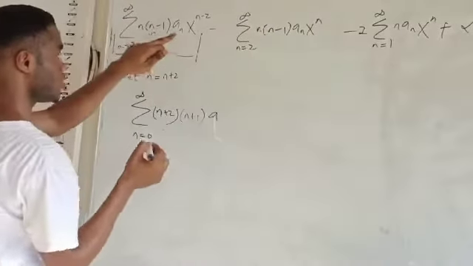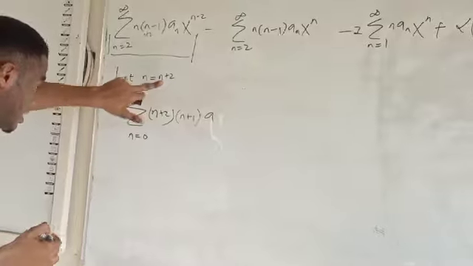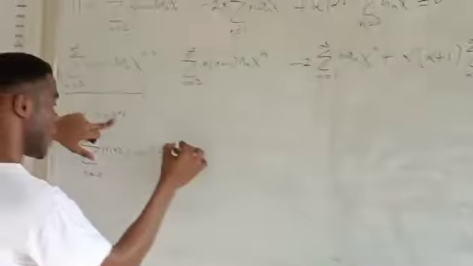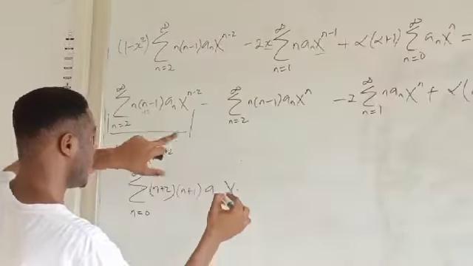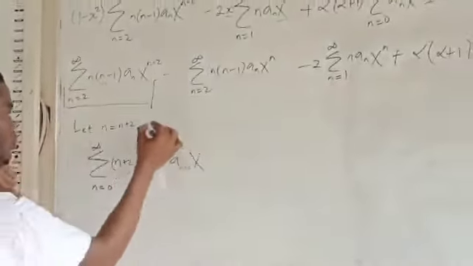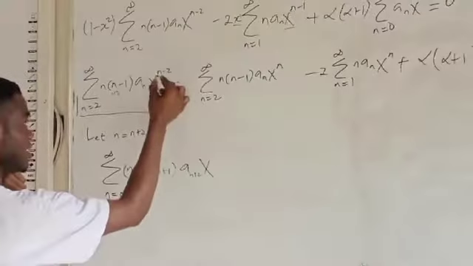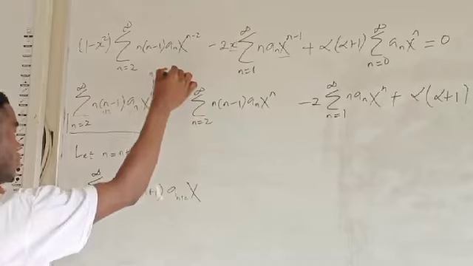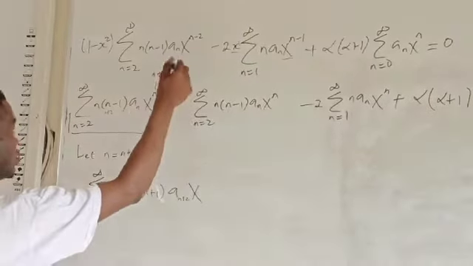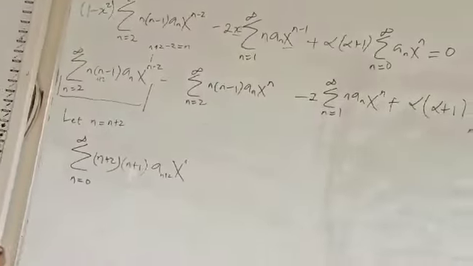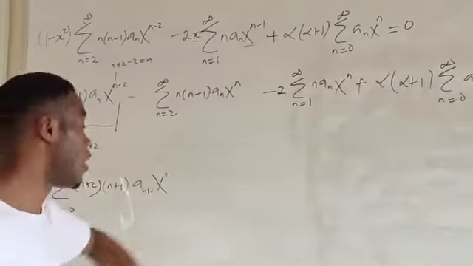A subscript, of course, this n is also going to be affected, so we have a subscript n plus 2. X raised to the power of, I said we let n be n plus 2, so since this n is n plus 2, we have n plus 2 minus 2, which leaves us with only n. So here is n, and we have been able to achieve our aim.